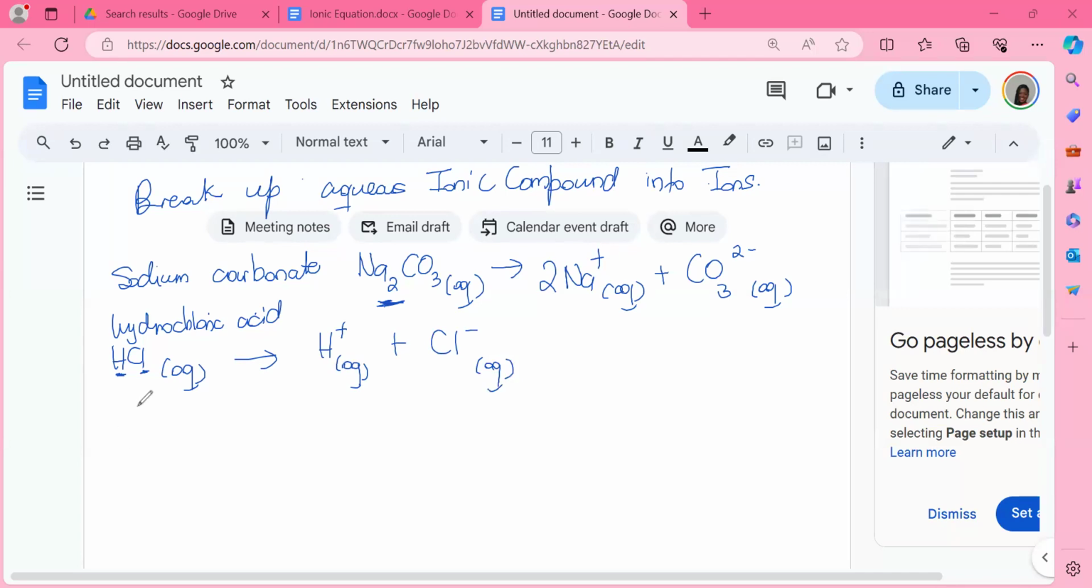Now, if we balance a chemical equation and we put 2 in front of hydrochloric acid, we're going to have 2 times the 1 hydrogen, which gives us 2. Remember, the number of atoms goes in front of it as a coefficient. It's going to have 2 H plus ions, and it's going to have 2 chloride ions.